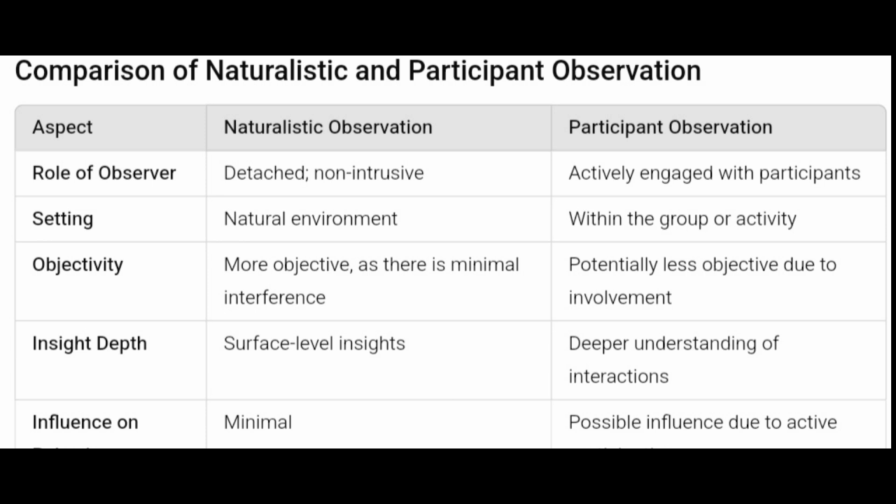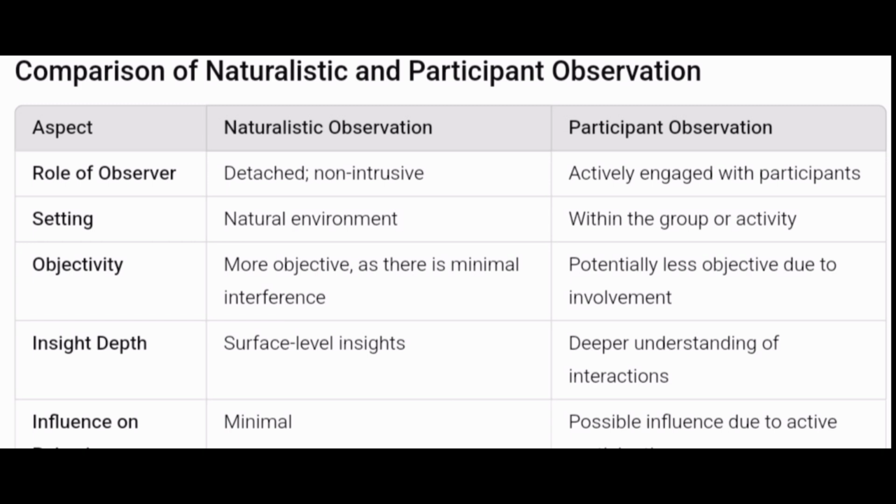However, participant observation is potentially less objective due to involvement. In the participant method, you will see that there is a little less objectivity as compared to naturalistic observation, because of the involvement of the observer or the teacher. Now, insight: in depth versus surface level. In the naturalistic method, the insight or information which the observer collects is from the surface only, from the periphery only.